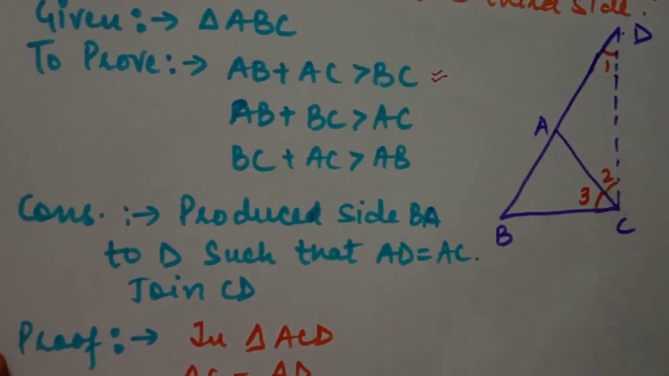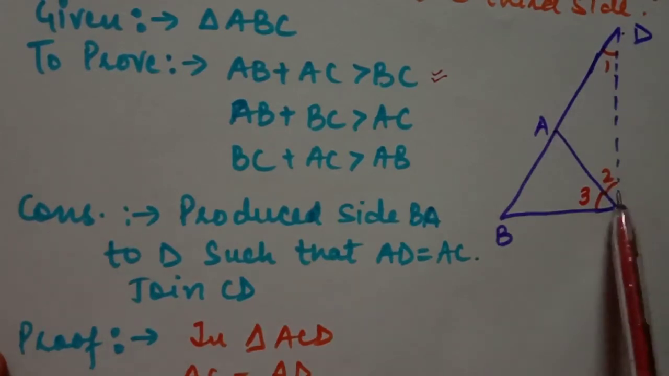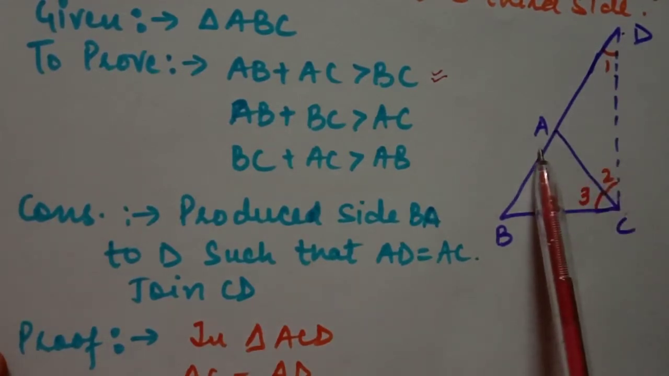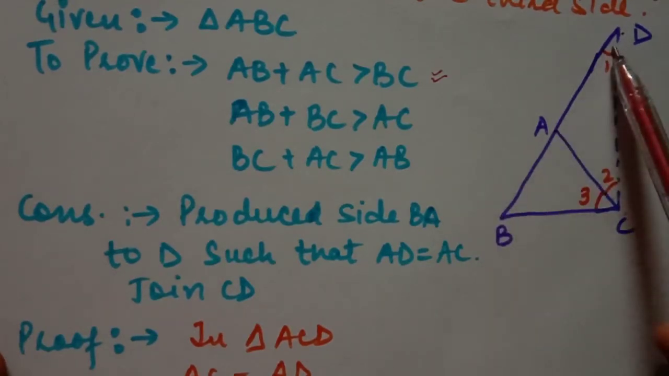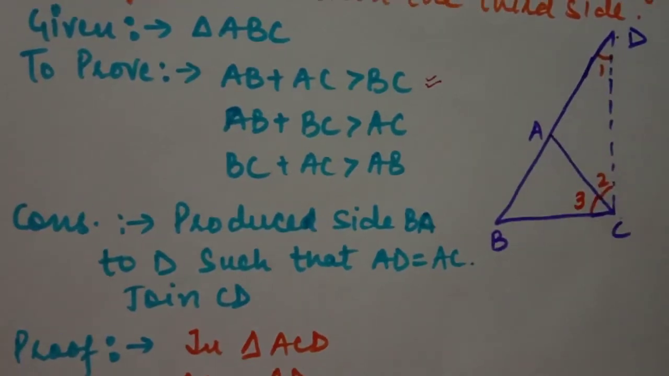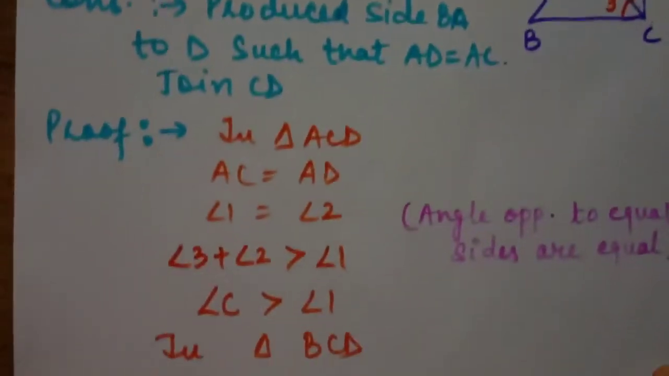This angle C is greater than angle 1. What is opposite to angle C? Side BD, which is greater than the side opposite to angle 1, BC. So we will follow this method.